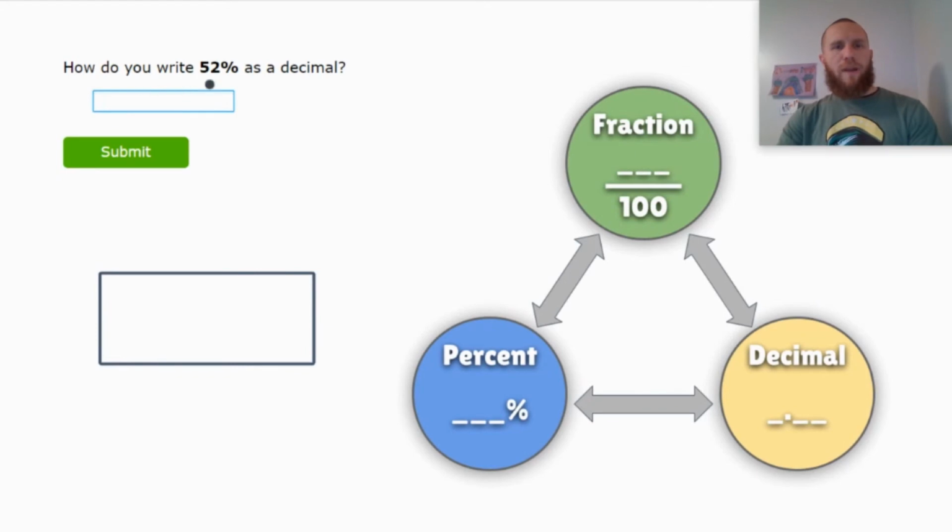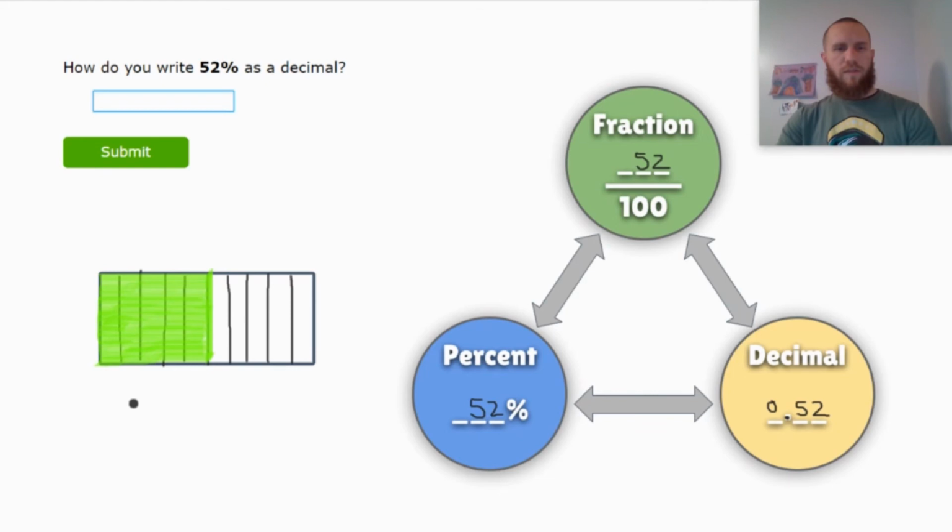Next problem. How do you write 52% as a decimal? Percent looks like this. The fraction looks like this. And the decimal looks like this. 0.52. And as a visual, it would just go a little bit past 50%, or 5/10, because it is 2 hundredths past 50%. 2 hundredths past 5/10. So that would be the answer, 0.52.